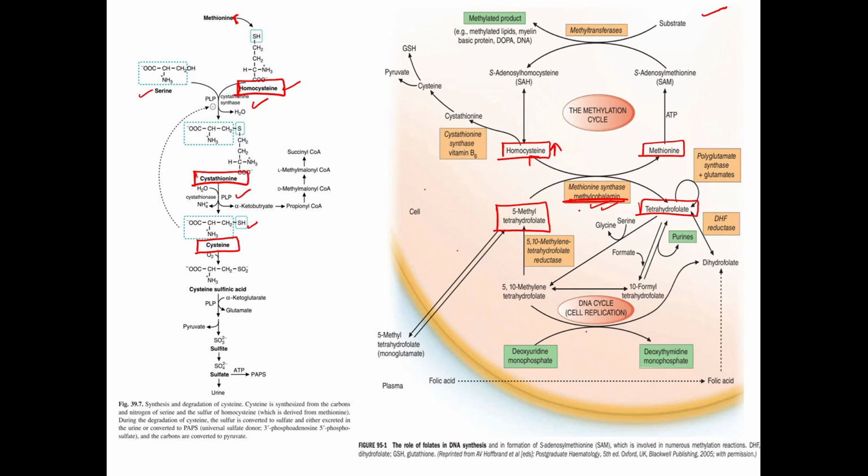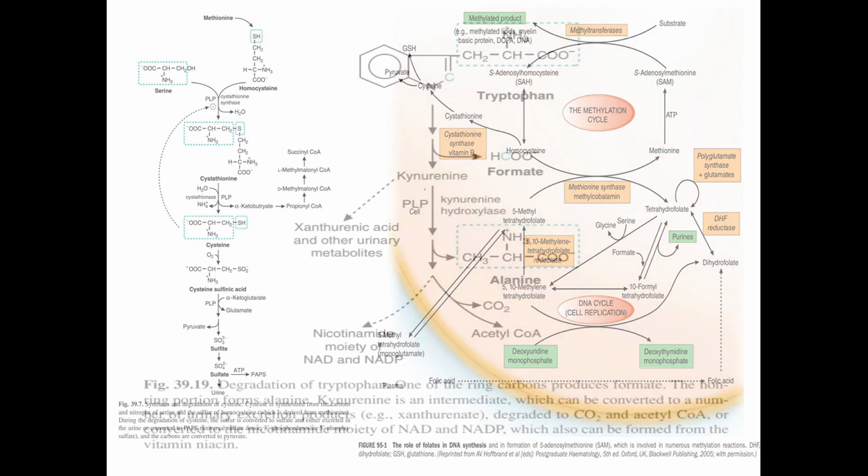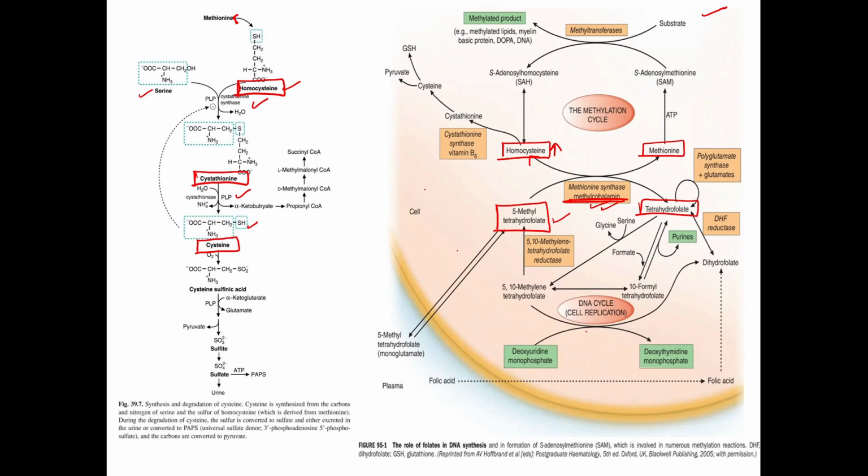So, B12 deficiency will lead to folate being trapped in an inactive form. Again, if there is a primary deficiency of folic acid or vitamin B9, this reaction will not occur, and therefore vitamin B12 deficiency, vitamin B9 deficiency and vitamin B6 deficiency, all of these will lead to homocysteinuria.